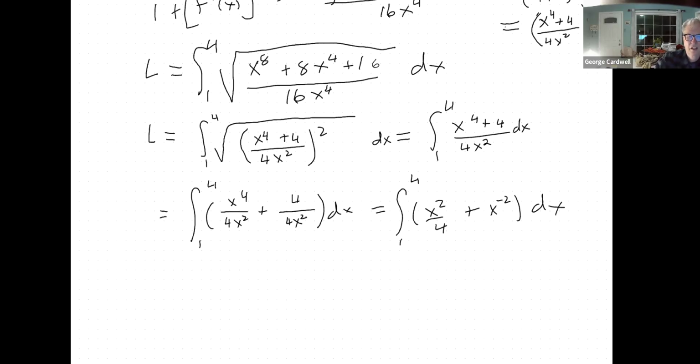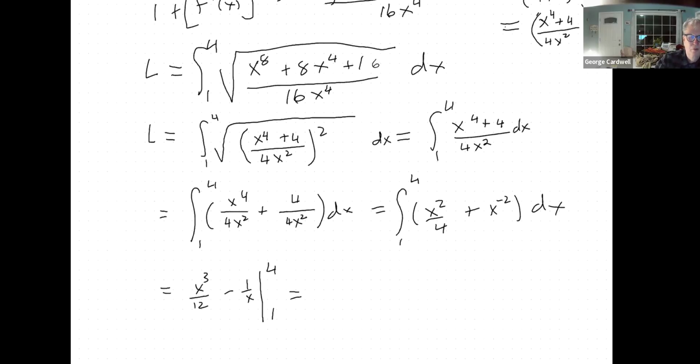So that means the integral of x squared over 4 would be x cubed over 12, right? Because it would be x cubed over 3, and 4 times 3 is 12. X to the minus 2, if you integrate that, it's x to the minus 2 plus 1 over minus 2 plus 1, which would be x to the minus 1 over minus 1, which would be minus 1 over x. So you get this. That's your antiderivative. Plug in 4 and 1, and you get your length.